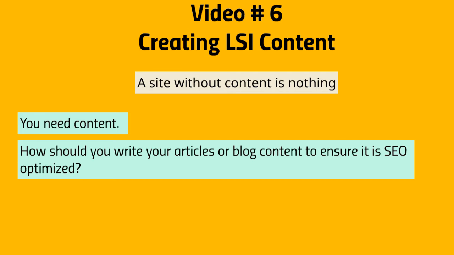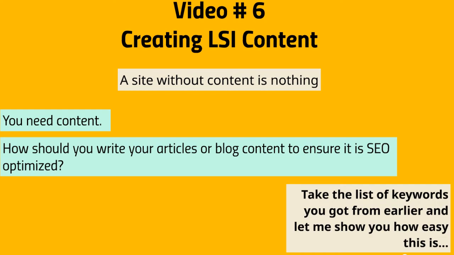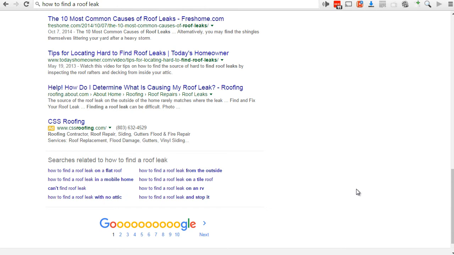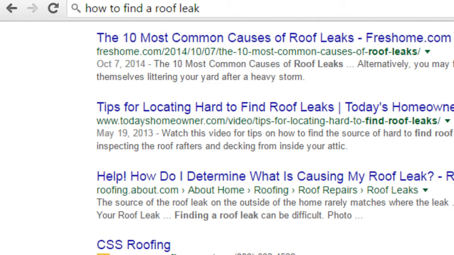So the big question is, how should you write your articles or blog content to ensure that it is SEO optimized or search engine friendly? It's going to actually be super easy to do. What we're going to do is take the list of keywords that you got from earlier, and let me show you how easy this is. Before we can create the content, I want to show you a specific method to create the content structure. We're focusing a lot on structure because once you create the structure, filling it in is actually very, very quick and easy.